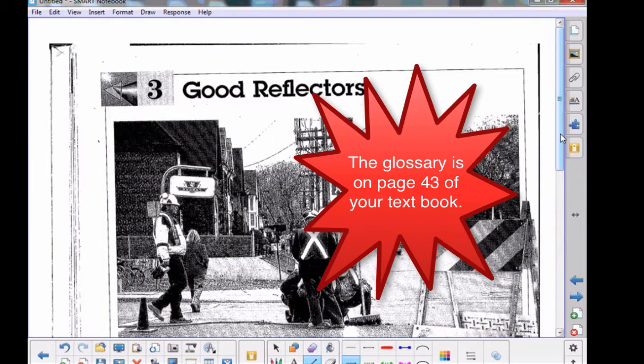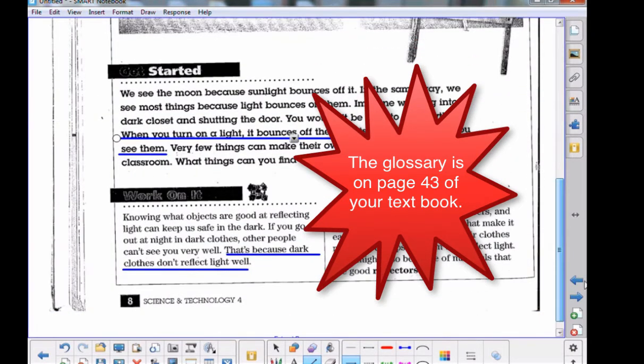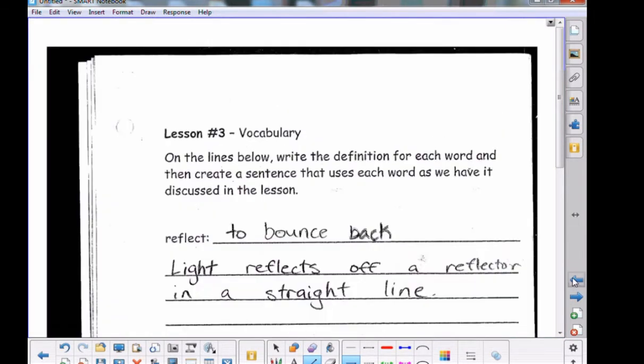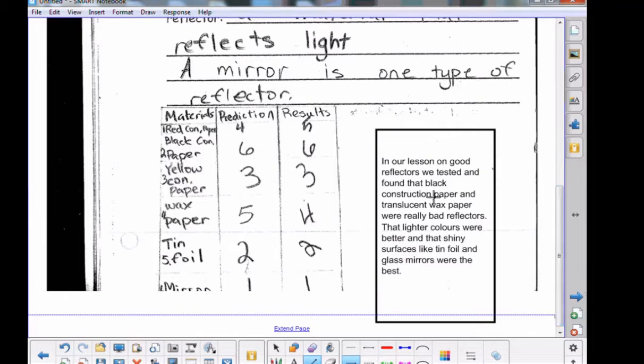Good reflectors. I've highlighted some pertinent information here. And we did this experiment here. As you can see in the far left column, the materials: we did red construction paper, black construction paper, yellow construction paper, wax paper, tin foil, and a mirror. We used those materials. We made predictions what would be the best reflectors and which would be the worst.